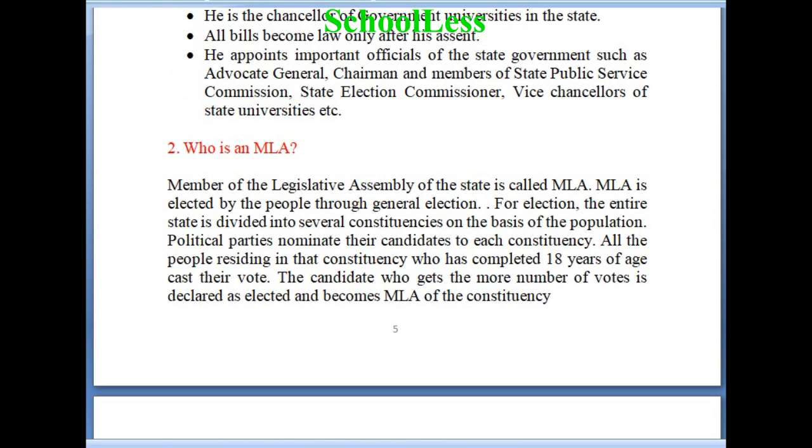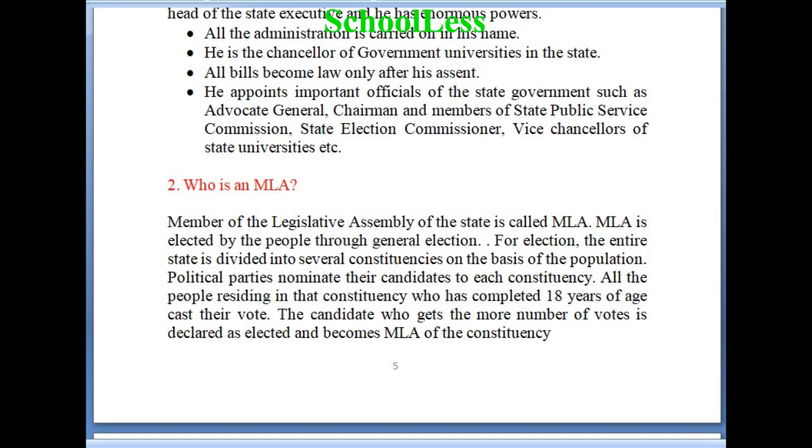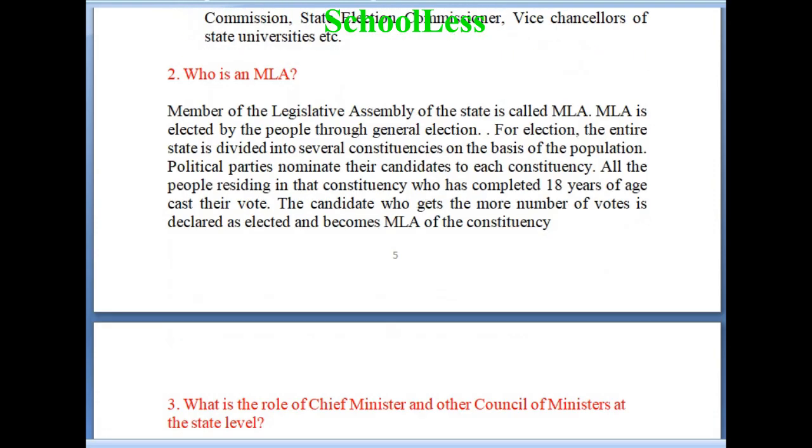Question 2. Who is an MLA? Member of the Legislative Assembly of the state is called an MLA. MLA is elected by the people through general election. For election, the entire state is divided into several constituencies on the basis of population. Political parties nominate their candidates to each constituency. All the people residing in the constituency who have completed 18 years of age cast their vote. The candidate who gets the more number of votes is declared as elected and becomes MLA of the constituency.